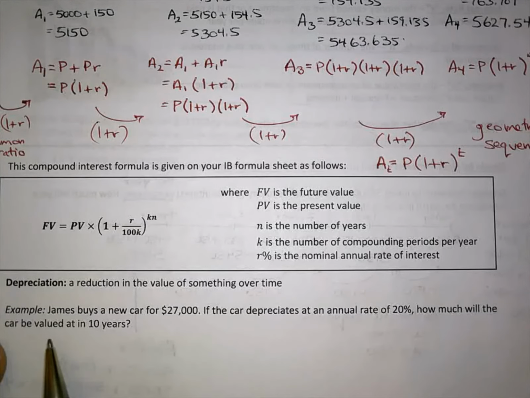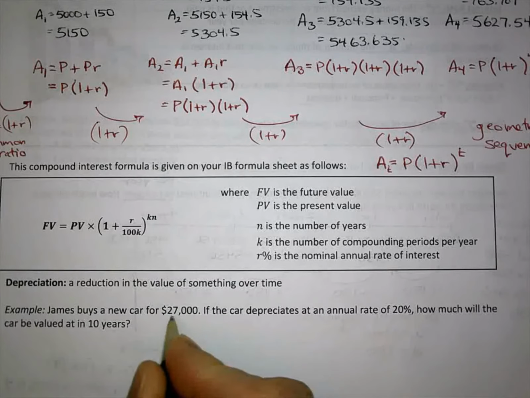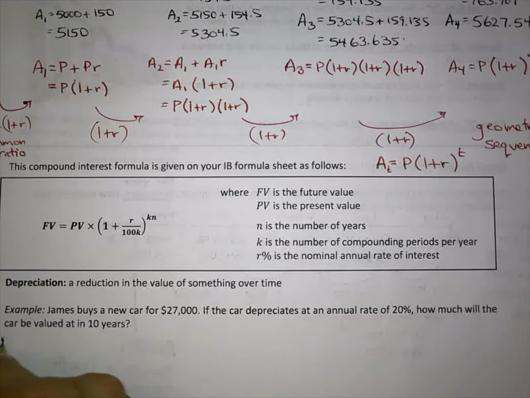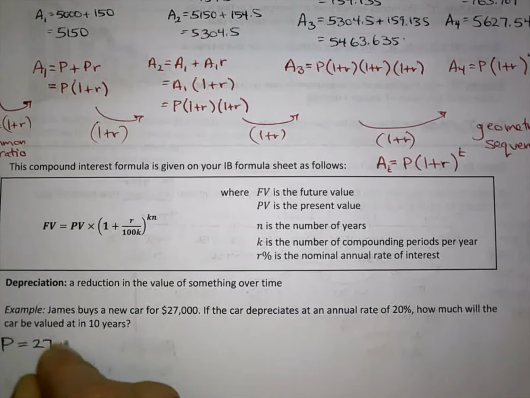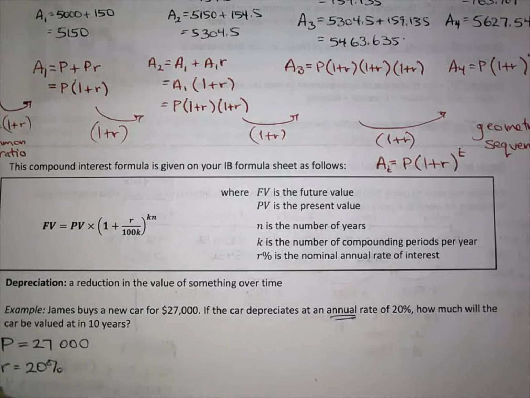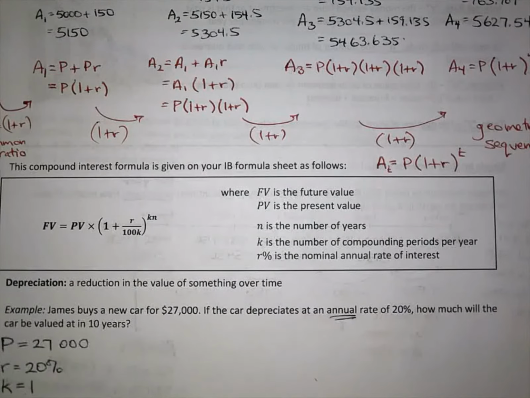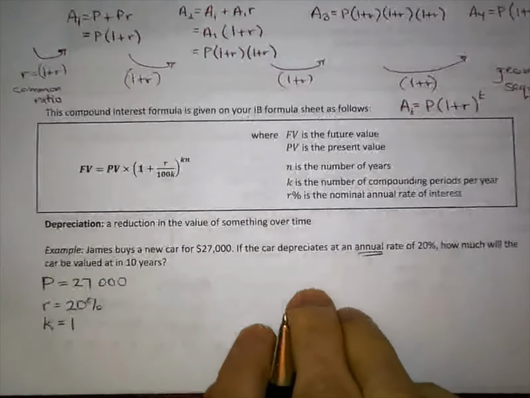So in this example, James buys a new car. Good for James. And it's $27,000. The car depreciates at an annual rate of 20%. How much will the car be valued at in 10 years? Okay, so let's just write out some of these things here. It starts off with a present value of $27,000. It depreciates at an annual rate of 20%. So the rate is 20%. Now it's an annual rate, so in this case the number of compounding periods per year is 1, right? The interest is only ever accumulated or taken away once per year.